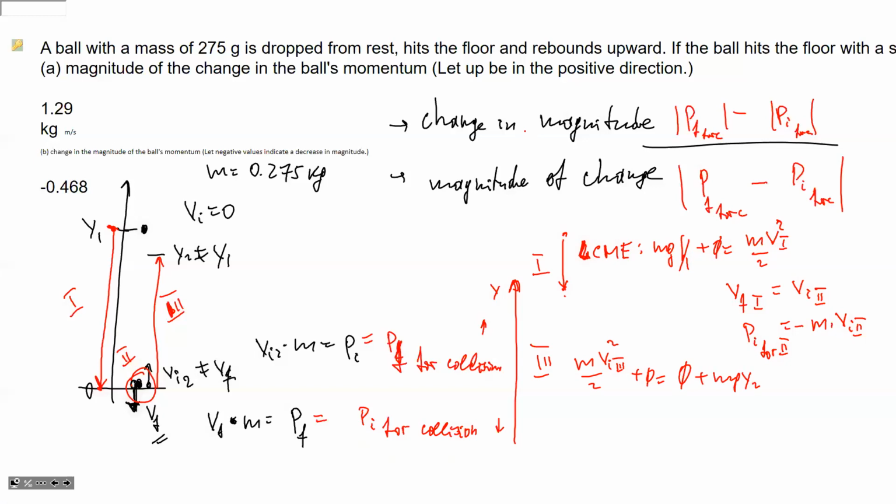And that gives you that speed. It is initial for the third process, but this is final for the second process. This is the one you need to use as the final momentum for the collision by multiplying mass and this speed. And it's positive because it points up. And at this point, you're just multiplying everything.